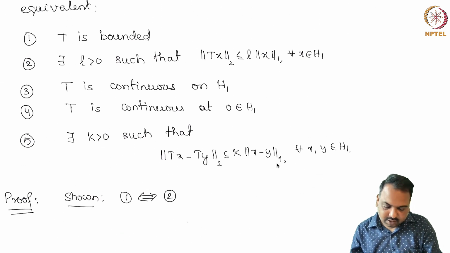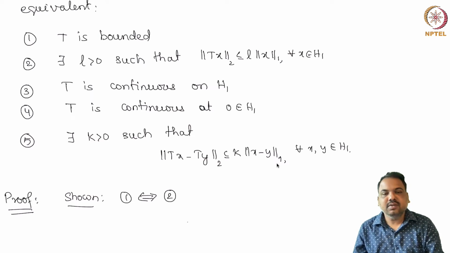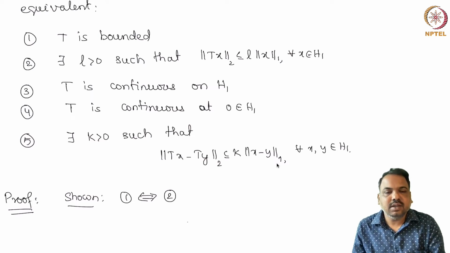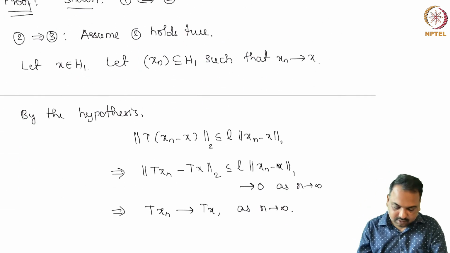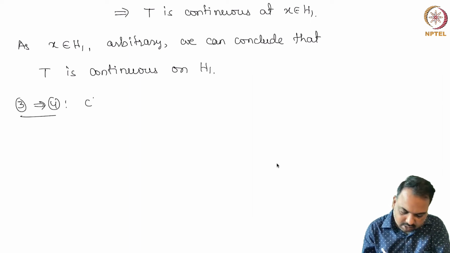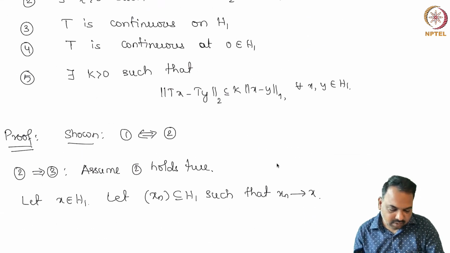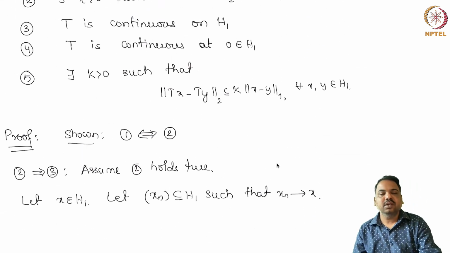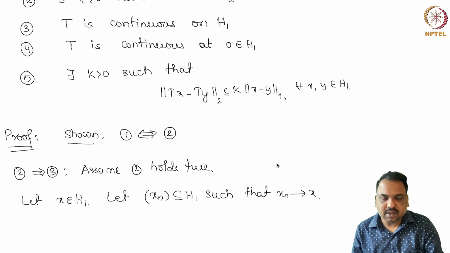Okay, so we have shown that 2 implies 3. Now 3 implies 4 is trivial because T is continuous at every point, hence T is continuous in particular at the point 0. So 3 implies 4 is trivial. Now we want to show that 4 implies 5. That means we have to assume that T is continuous at 0 and show that T satisfies this condition.